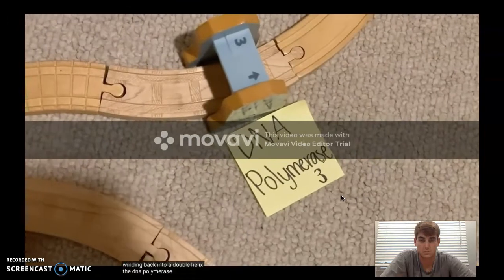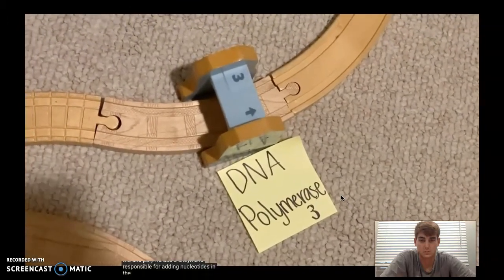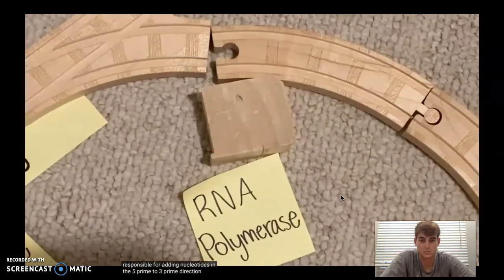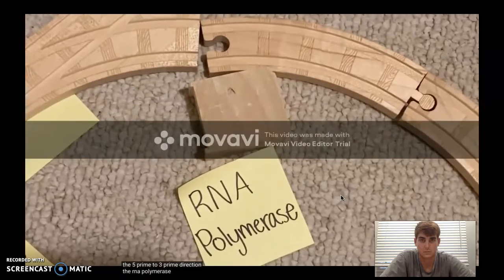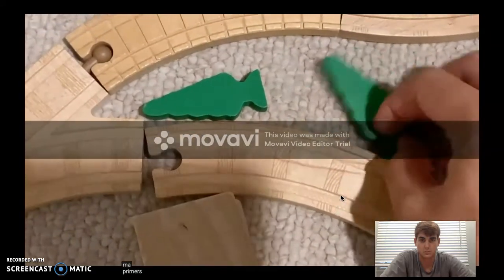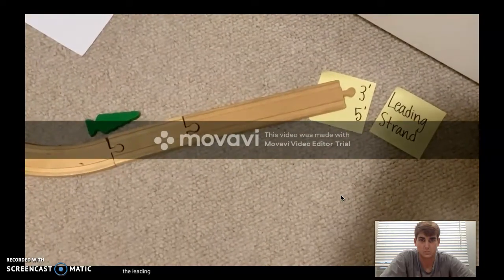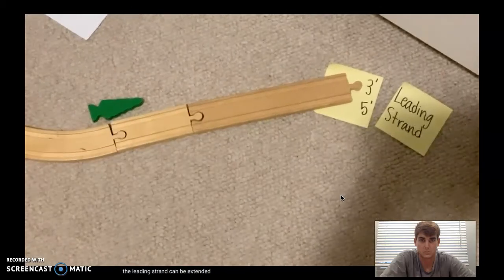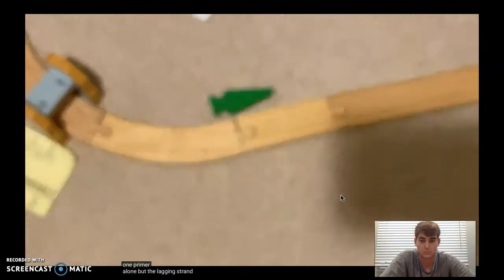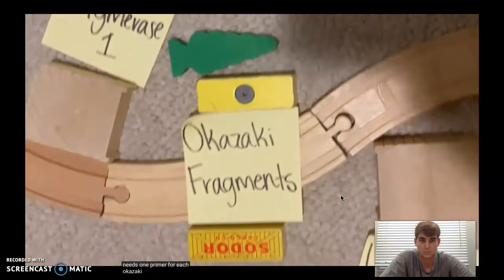The DNA polymerase III enzyme is responsible for adding nucleotides in the 5' to 3' direction. The RNA polymerase enzyme synthesizes RNA primers. The leading strand can be extended by 1 primer alone, but the lagging strand needs 1 primer for each Okazaki fragment.